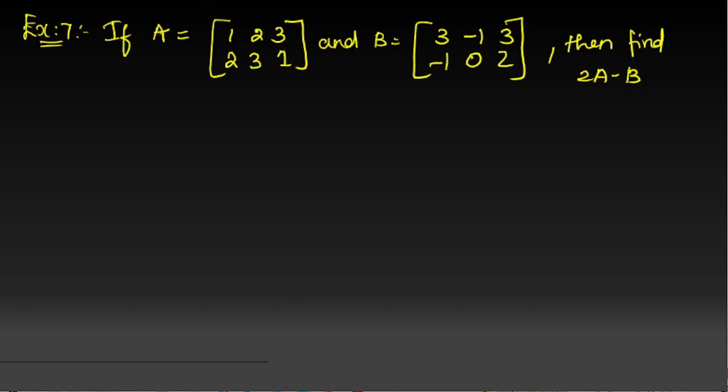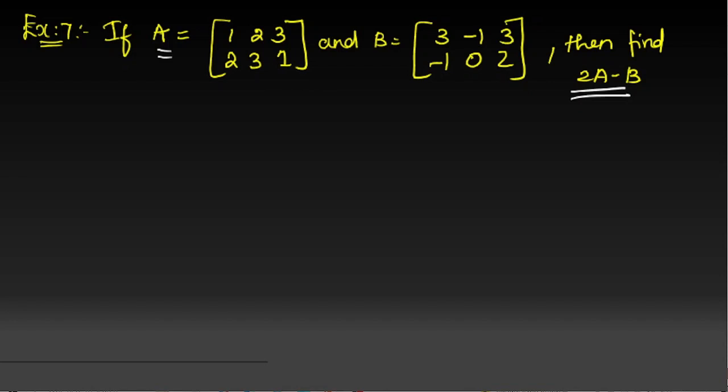Listen carefully here. The question is, if the matrix A is given as 1 2 3 2 3 1, and B is equal to 3 minus 1 3 minus 1 0 2. Then find 2A minus B. So what you need to find is very important here. Underline that you have to find 2A minus B.